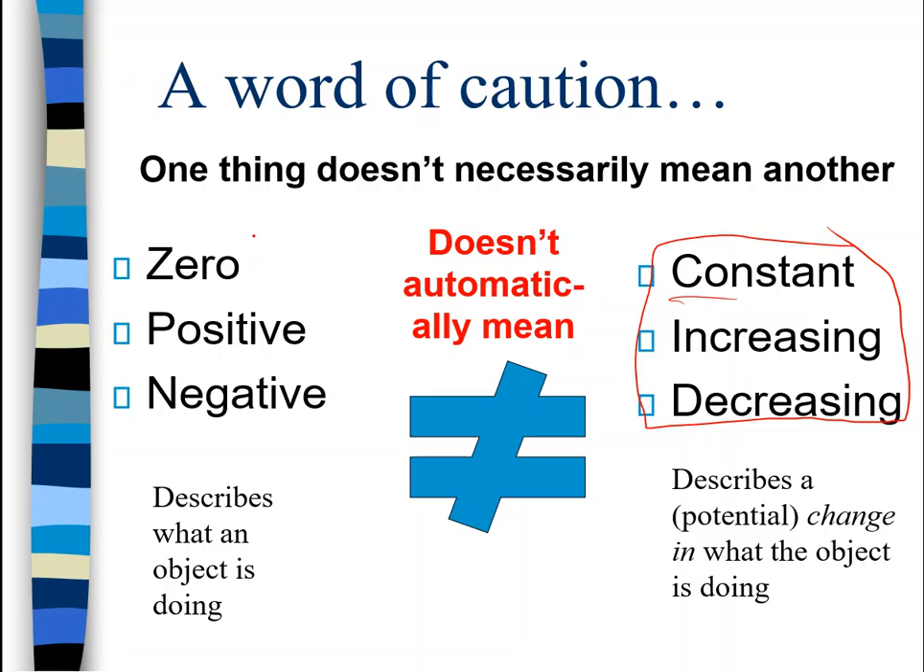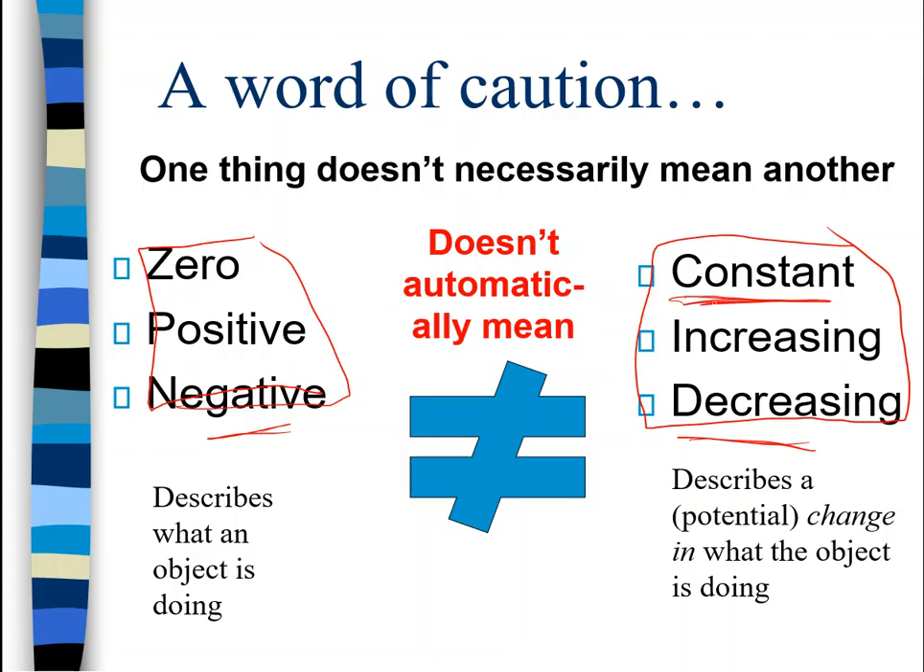As opposed to this list over here, you can't be 0 and positive at the same time. That's describing what the object is doing. Okay, so what the object is doing, as opposed to a change in what the object is doing. You say, okay, I don't get it. What's the difference there? Think of this.